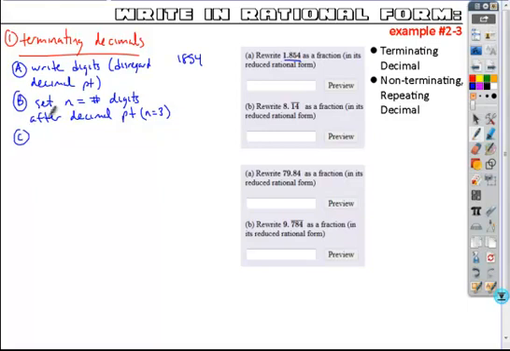And what you're then going to do is divide your number. So you're going to divide a by 10 to the power of n. When I divide this by 10 to the, here my n value was 3, I get 1854 divided by 10 cubed, which is 1,000. And so this is my rational form. Now, when you enter these, you are going to reduce your fraction. So we are going to reduce this.